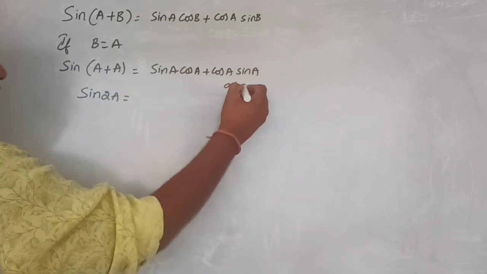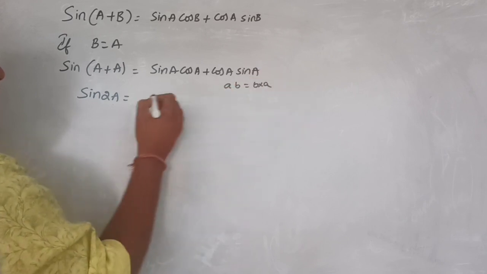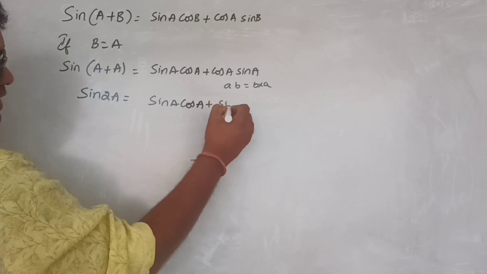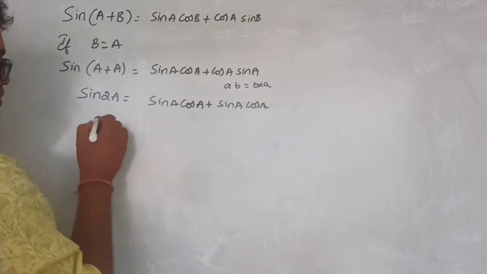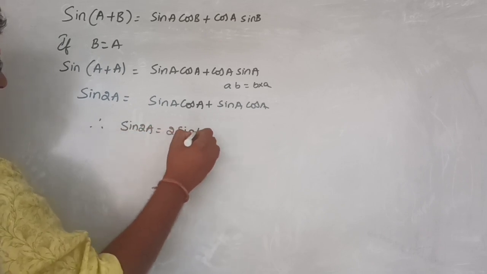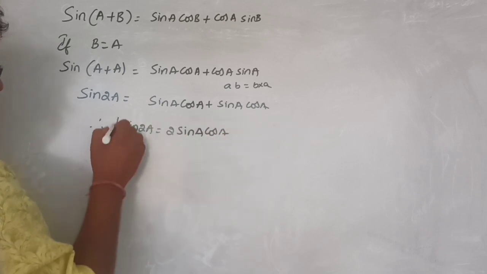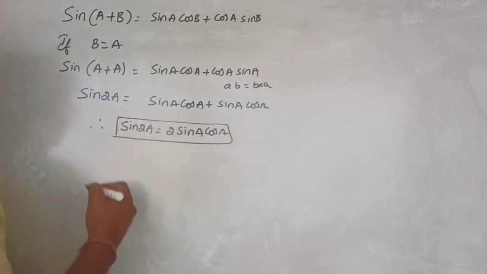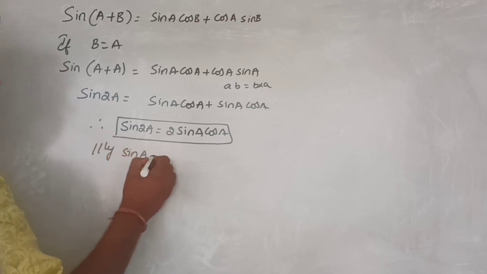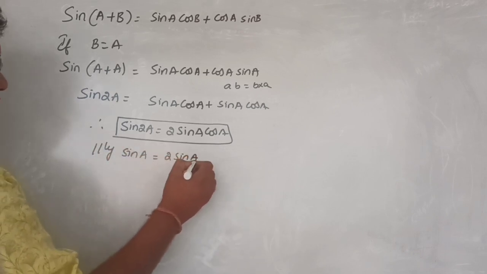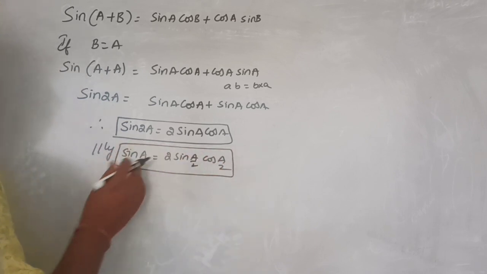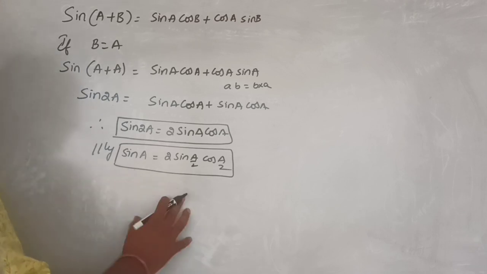This is in the form of a into b, which we can write as b into a. So sin a cos a plus sin a cos a. Therefore sin 2a is equal to 2 sin a cos a. Similarly, sin a is equal to 2 sin a by 2 cos a by 2. So this is the formula for sin 2a and sin a.